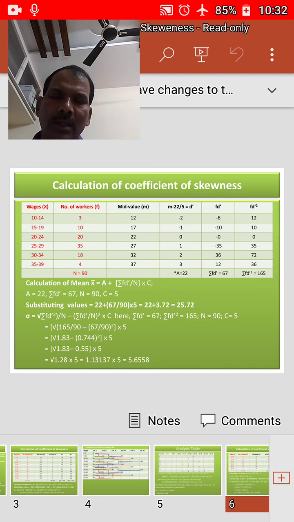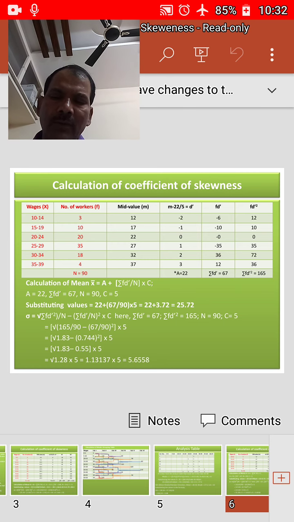Now we need to calculate the standard deviation, that is sigma is equal to under root of sigma fd dash square by n minus (sigma fd dash by n) whole square, into c. Sigma fd dash square is equal to 165, sigma fd dash is equal to 67, n is equal to 90, c is equal to 5.